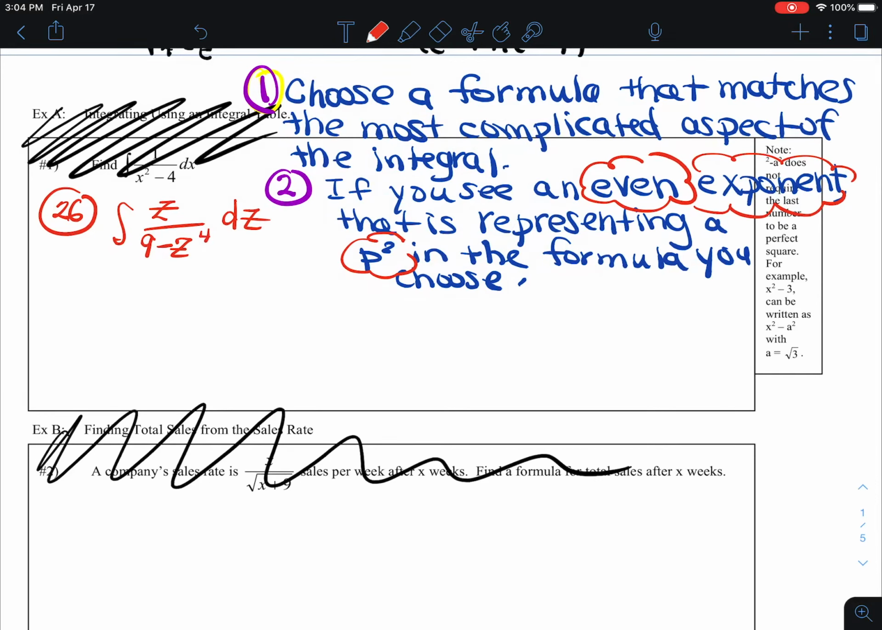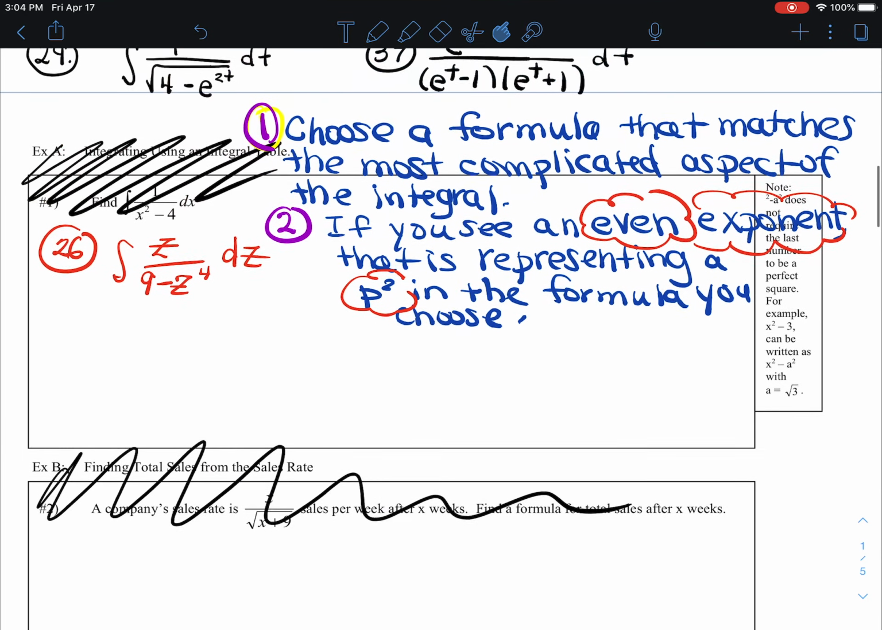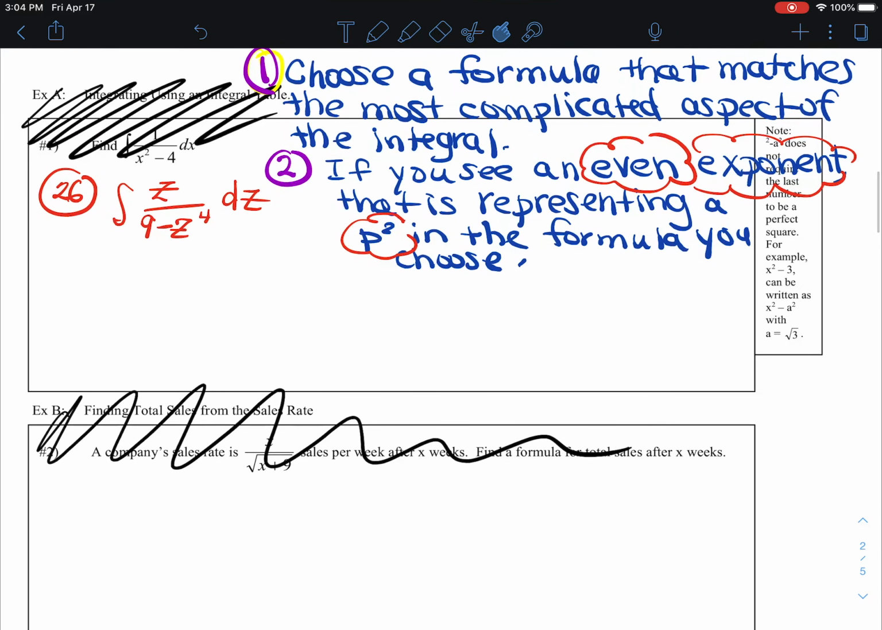Okay, I know that the problems for this assignment got significantly more complicated and difficult than what they had previously. It should have started to feel like it wasn't quite so easy, maybe, to pick the formula that was matching the integral that you were given.